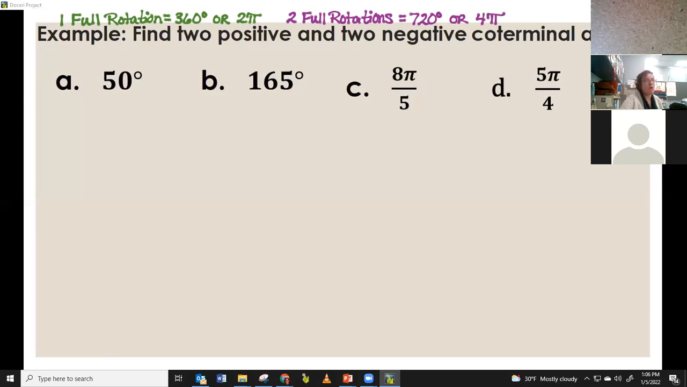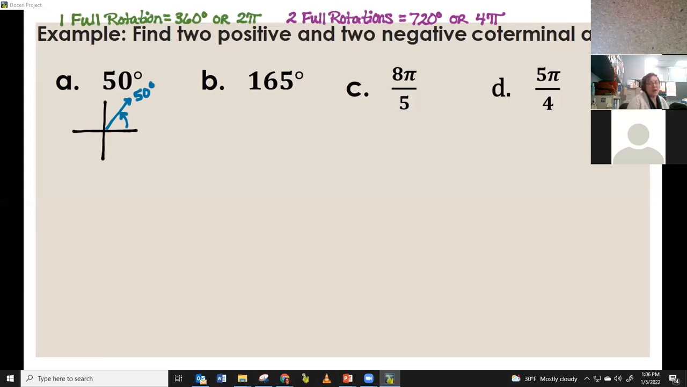Awesome. Okay. For each of these examples, we're going to find 2 positive and 2 negative coterminal angles. So 50 degrees, I'll draw myself a little reference sketch here. 50 degrees would be in what quadrant? First quadrant, yes. 50 degrees, going to be right about here, going this way. I want a coterminal angle with 50 degrees.